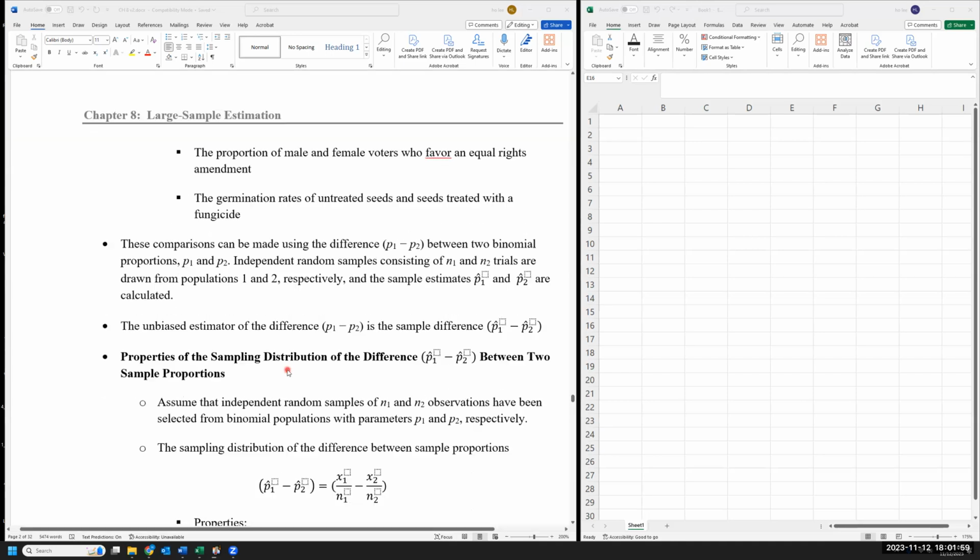Well, the true population proportions of, say, men in the United States, the percentage or proportion of men versus the total population in the US, and the true population proportion of men in Korea versus the total population, that's P1 and P2 respectively.